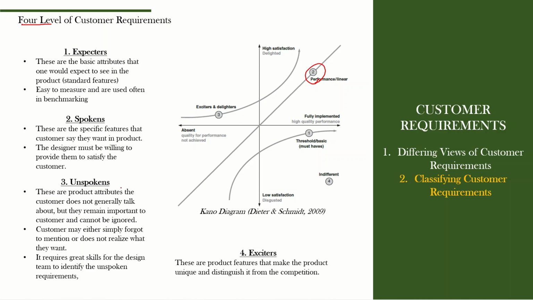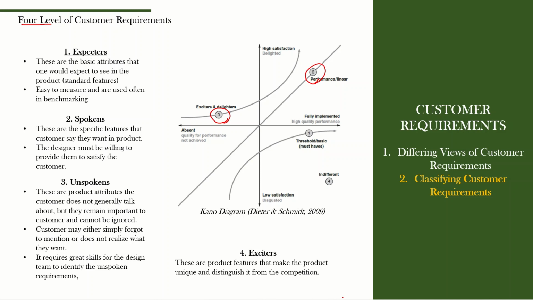And then unspoken, which is number 3. These are product attributes the customer does not generally talk about, but they remain important to the customer and cannot be ignored. It lies under this region. The customer may either simply forget to mention or not realize what they want. This is unspoken requirements. It requires great skill for the design team to identify, and it will also be an added advantage to the design team if they can identify these requirements.